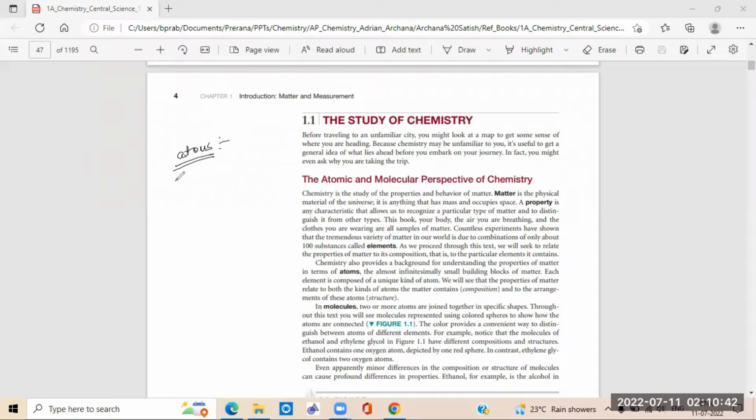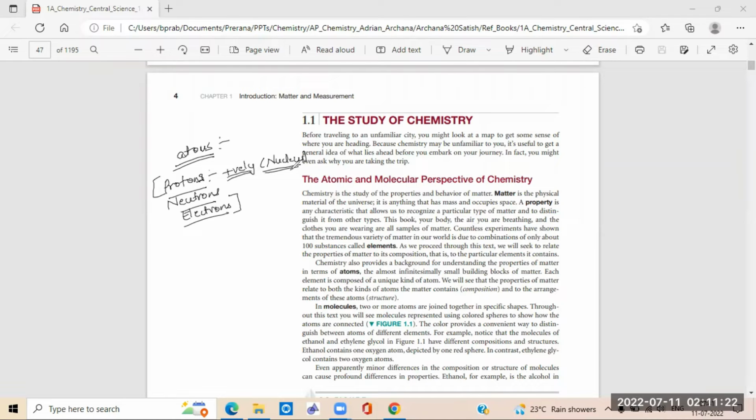In these atoms, we have the subatomic particles: the protons, the neutrons, and the electrons. Can you tell me some information about these subatomic particles? Protons are positively charged. Where are they situated in an atom? They're in the nucleus of the atom. Yes, exactly. Positively charged particles present in the nucleus of the atom.